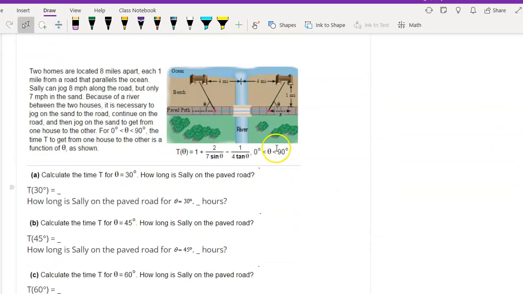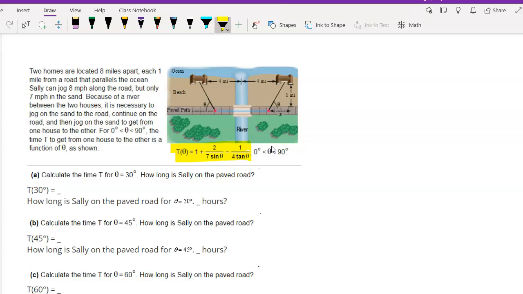Now the next one is a little bit more difficult. It says, 2 homes are located 8 miles apart, each 1 mile from a road that parallels the ocean. Sally can jog 8 miles per hour along the road, but only 7 miles per hour in the sand. Because of a river between the 2 houses, it is necessary to jog on the sand to the road, continue on the road, and jog on the sand to get from one house to the other. For 0 less than theta less than 90, the time t to get from one house to the other is the function of theta as shown. And once again, it gives us a function, and yes, we are going to use it.